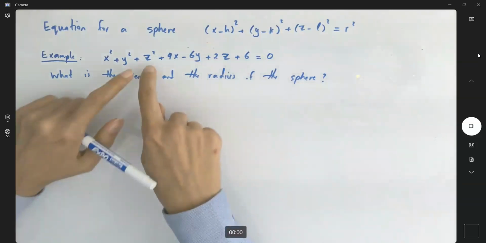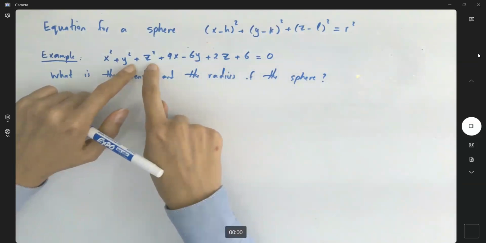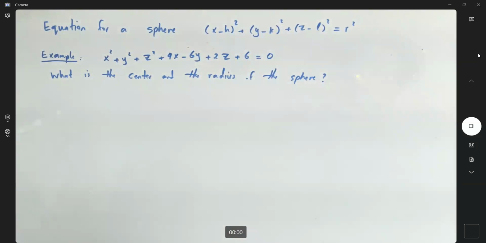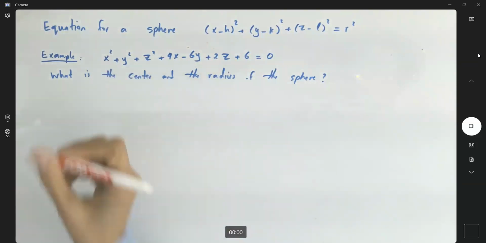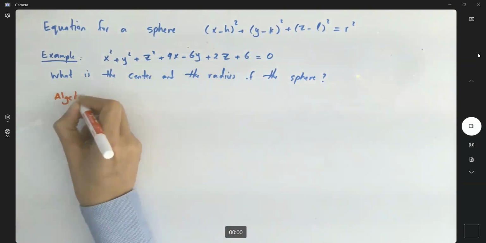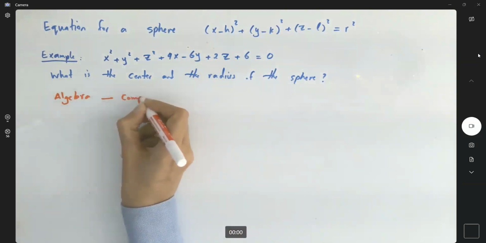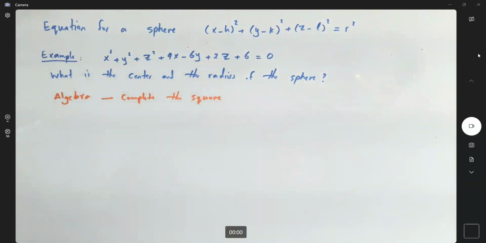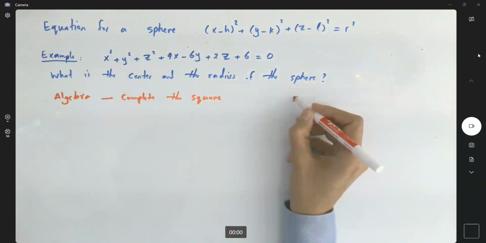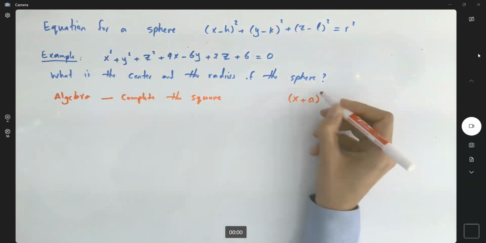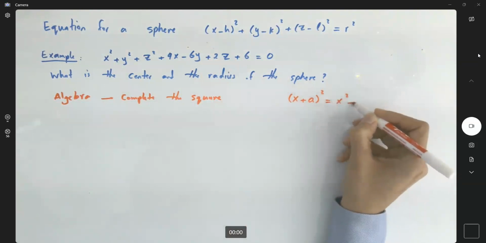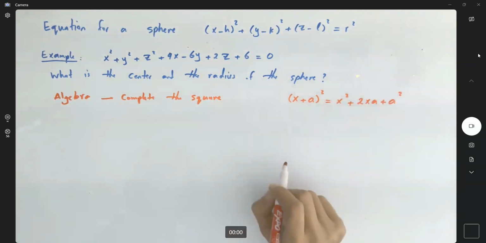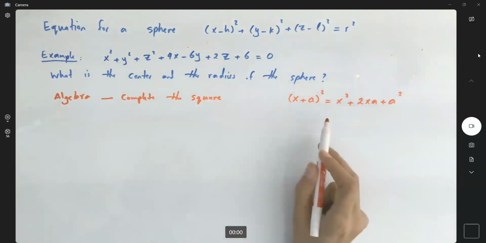In that case, first we need to convert this equation into the standard equation. We need to do some algebra, and we need to complete the square. Recall that if you have, for example, (x + a)^2, it can be written as x squared plus 2xa plus a squared. That way we can complete the square.